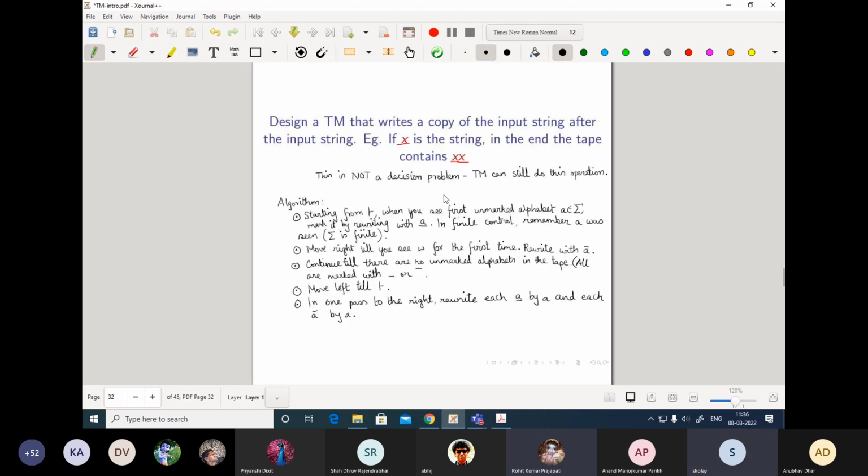Okay, so this is a way. I have also written it down in words. This is a way you start off with X written on your tape, and you can write another version of it appended to X itself.